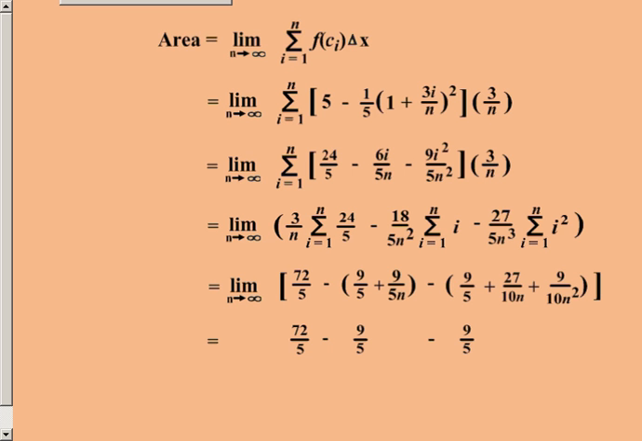Okay. Applying the limit as n goes to infinity, we lose 3 of the ratios that are involved. We are still left with the 72/5 and the negative 9/5 from the center term, and then another negative 9/5 from the trailing trinomial that was there. And simplifying that, we have 72 minus 9 minus 9. The denominator is already common, which was nice. And then we can simply simplify to 54/5. So our area is basically 10.8 square units underneath that curve.